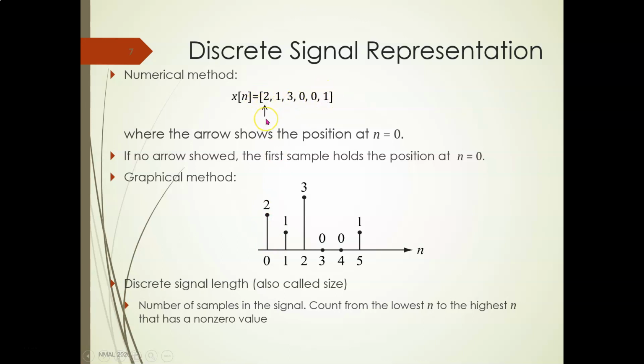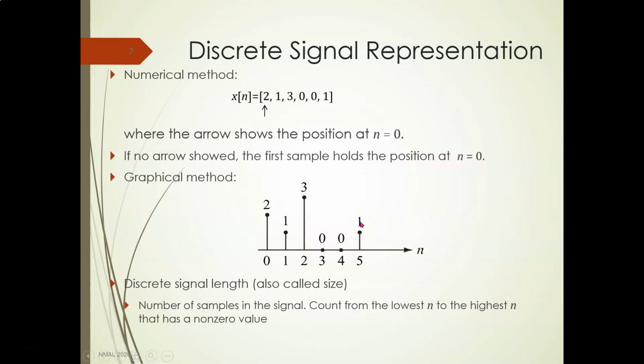So the value when n is equal to 0 here is 2. Value when n equal to 1 is 1. The next one, when n equal to 2, the value is 3. When n is equal to 3 and 4, the value is 0. When n is equal to 5, the value is 1.